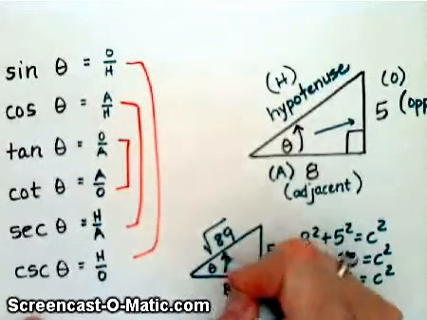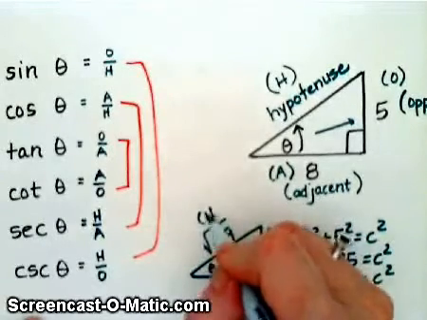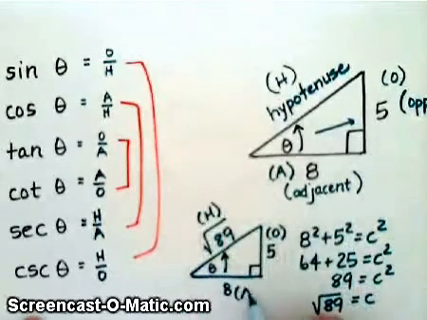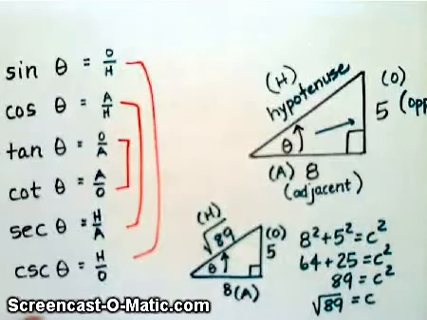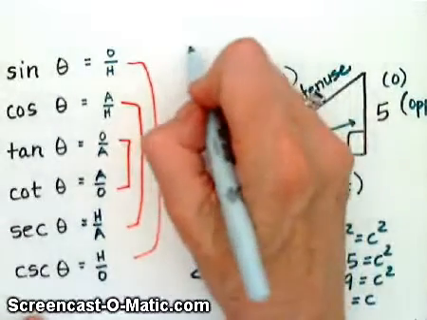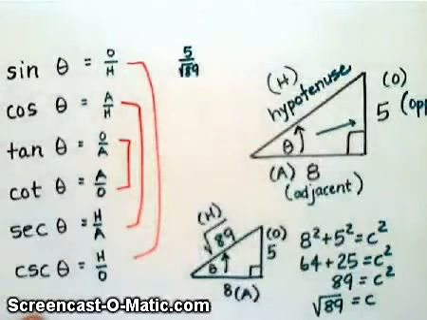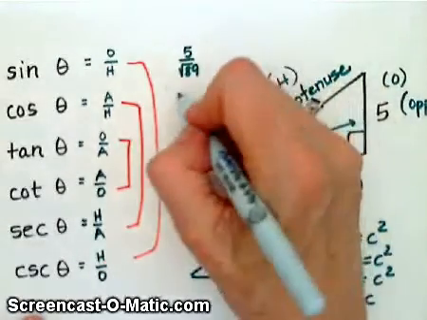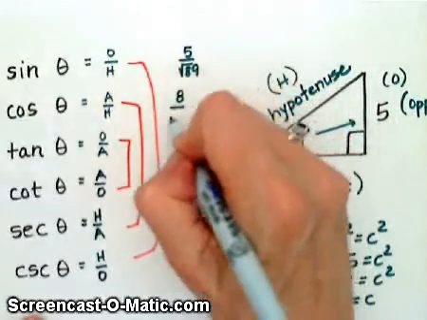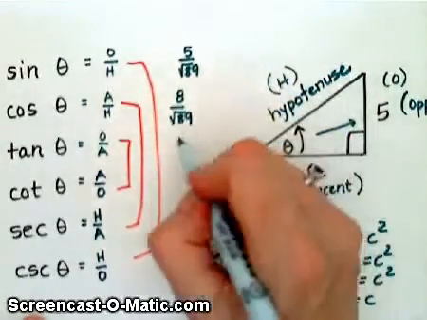All right, again, based on this angle, this is your opposite side. This is your hypotenuse. This is your adjacent side. So let's go find the values for these trig functions. The sine is 5 over the square root of 89. I'm going to leave that for now, and I'll go back and simplify it in a minute. Your cosine is 8 over the square root of 89. Your tangent is 5 over 8.